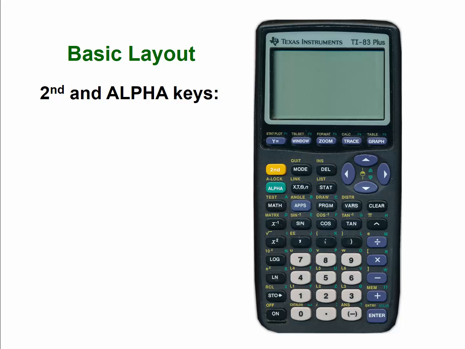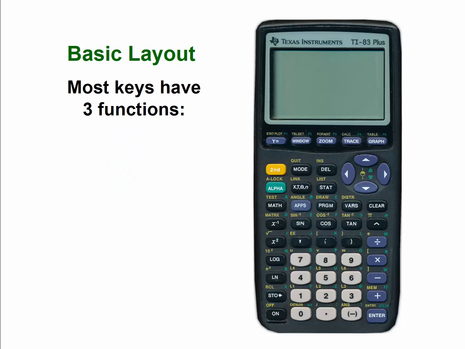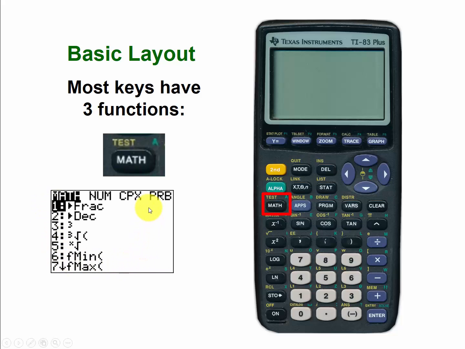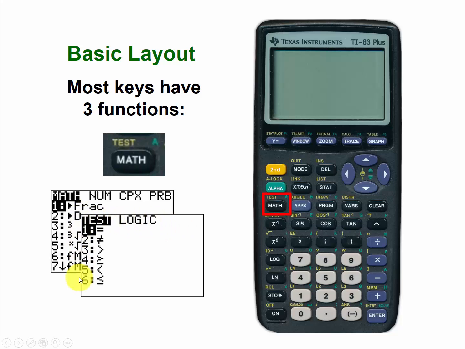The second and alpha keys are located here. The second and the alpha key are much like the shift key on a keyboard. Most of the keys on the calculator have 3 functions. For example, if I look at the math key, in yellow we have test, and in green we have the letter A. If I hit the math key, I get this window. If I hit second and math, I get the test window, and if I hit alpha and math, I'll get the letter A.